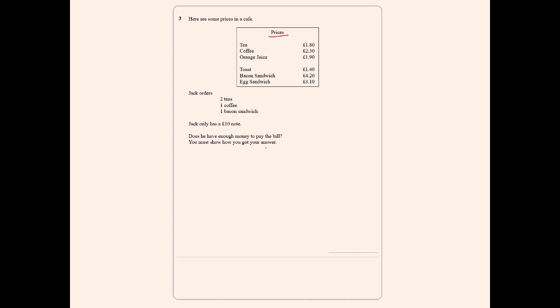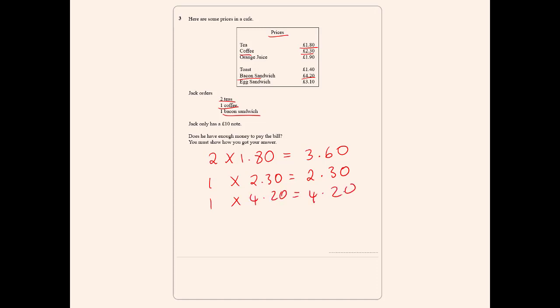Okay, now for this one, we need to find out how much he spent altogether. He has 2 teas, so 2 times £1.80, which gives us a total of £3.60. Next, he orders 1 coffee, so 1 coffee is £2.30. You can write it as 1 times £2.30. And then 1 bacon sandwich, which is 1 times £4.20, which is £4.20.